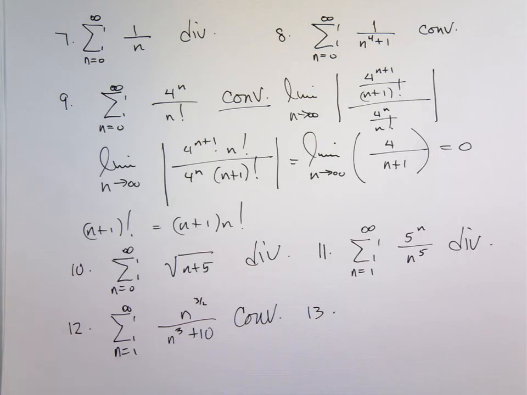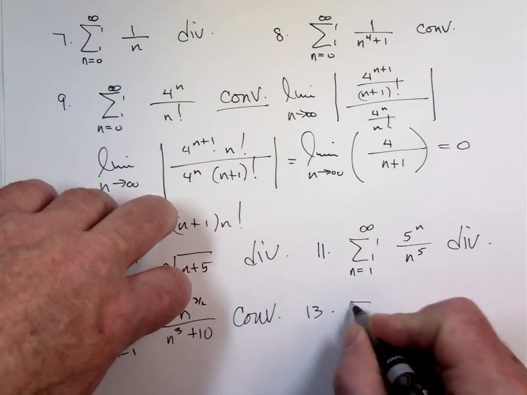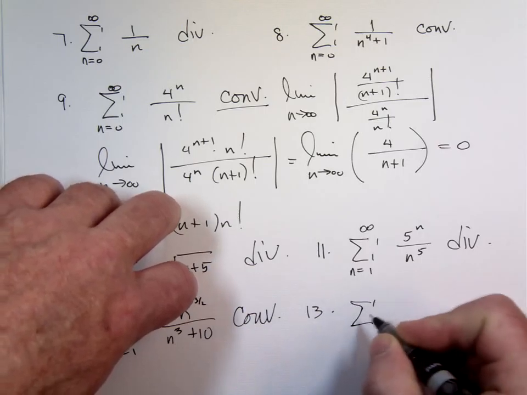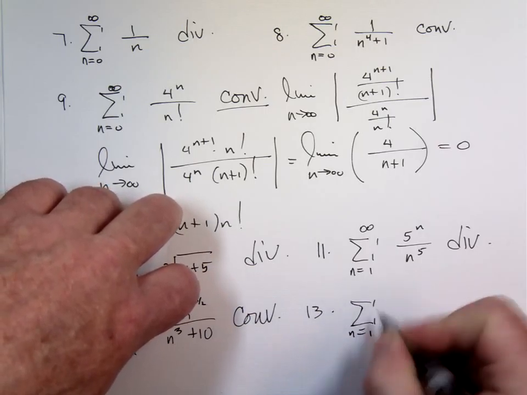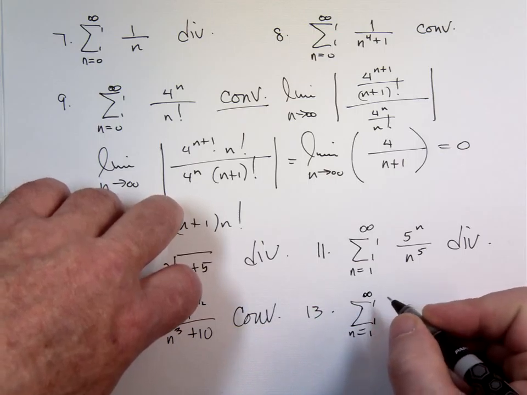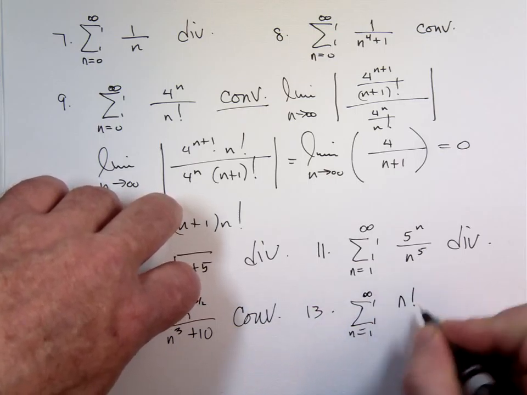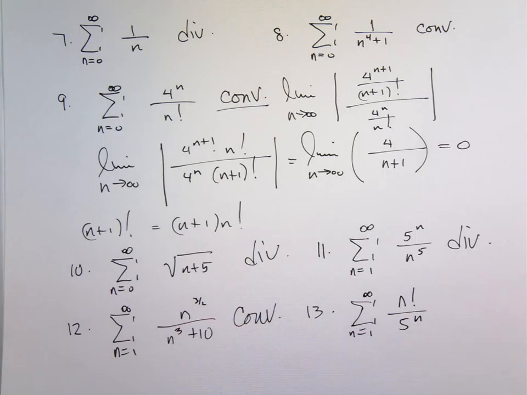13. The sum from n equals 1 to infinity of n factorial over 5 to the n. Numerator is going to infinity, denominator is going to infinity. Factorials increase faster than exponential functions, therefore the numerator is increasing faster. Therefore, this will diverge.